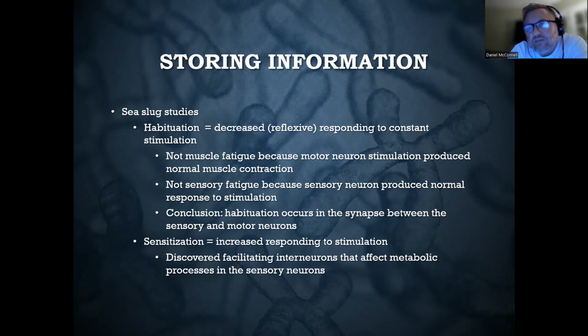So if it's not the sensory neuron, and it's not the muscles, and it's not the motor neurons, what is it? Maybe it's in the synapse, right? So it's not in a neuron. This change in behavior, this change in response, is not happening inside a single cell. It's happening at the level of the synapse between two cells, right? There has been a change in this synapse where the sensory neuron maps onto the motor neuron.